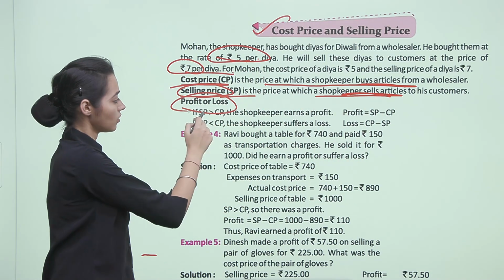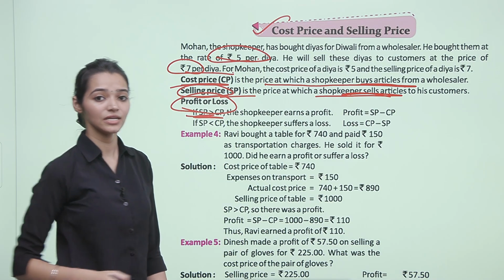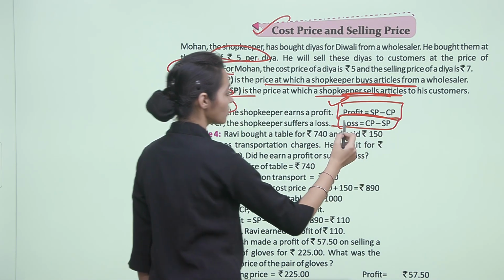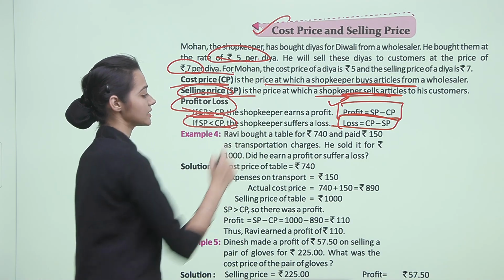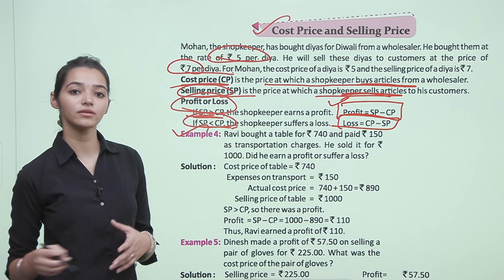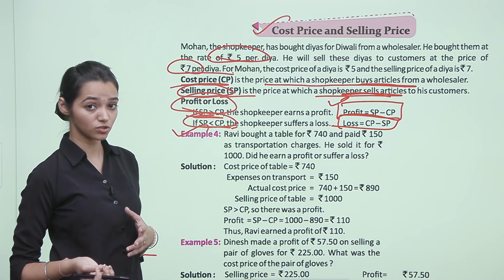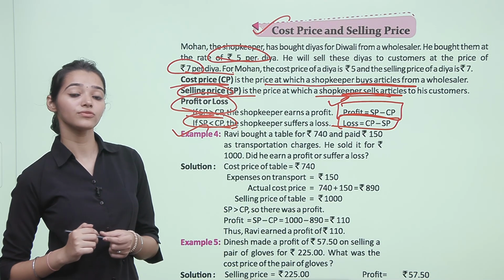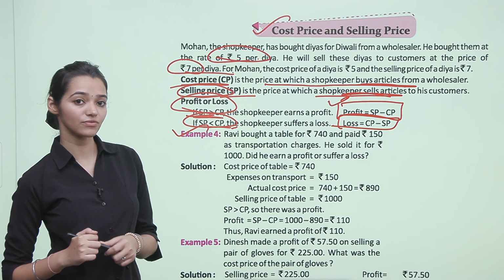So profit or loss. If selling price is greater, that means profit is equal to selling price minus cost price, and loss is equal to cost price minus selling price. Now let's look at example number 4. We are told that Ravi bought a table for 740 rupees and paid 150 rupees as transportation charges. He sold it for 1000 rupees. Did he earn a profit or suffer a loss?